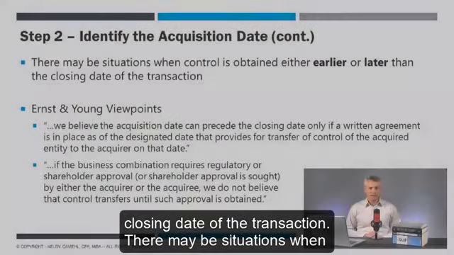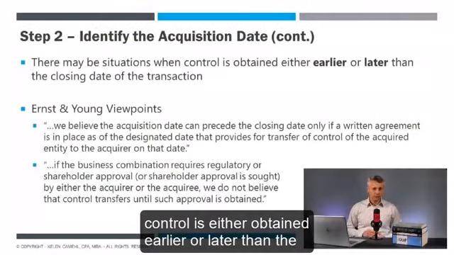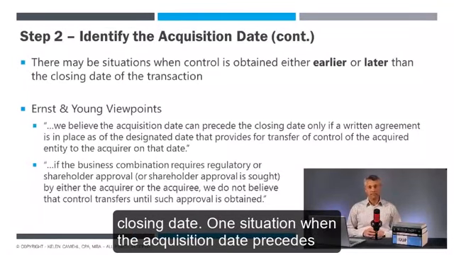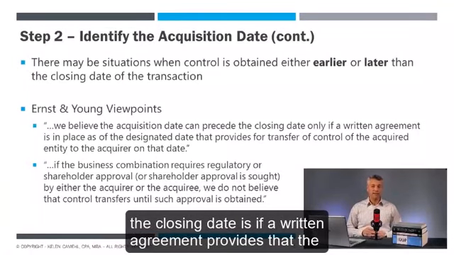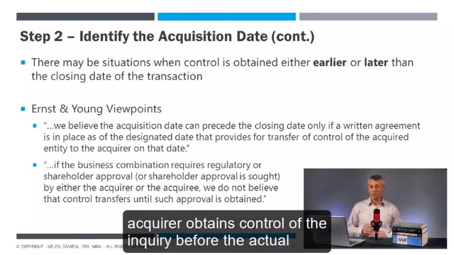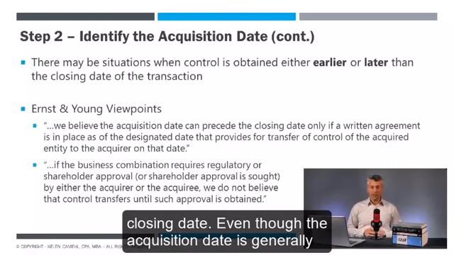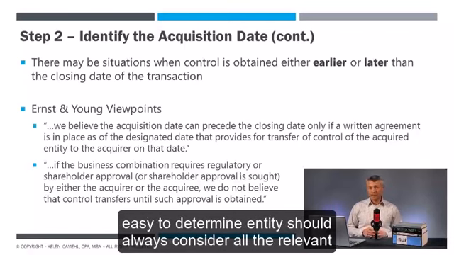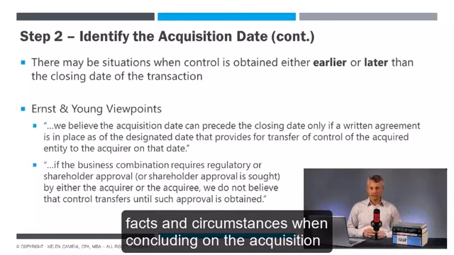There may be situations when control is either obtained earlier or later than the closing date. One situation when the acquisition date precedes the closing date is if a written agreement provides that the acquirer obtains control of the acquiree before the actual closing date. Even though the acquisition date is generally easy to determine, entities should always consider all the relevant facts and circumstances when concluding on the acquisition date.